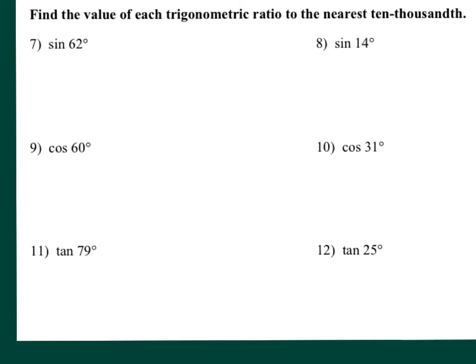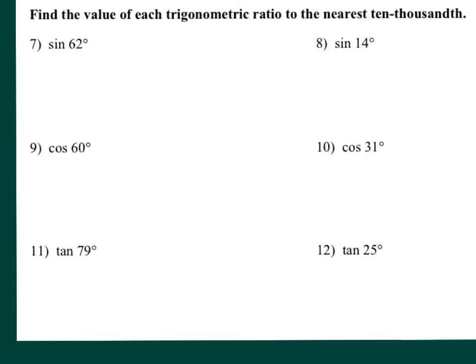The questions here are simply to find some values of the trig ratios rounded to the nearest 10,000th. Tenths, hundredths, thousandths, 10,000ths. So we're going to be going to 4 decimal places, and we're going to be using the sine, the cosine, and the tangent button on your calculator.